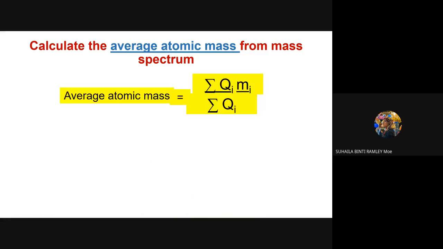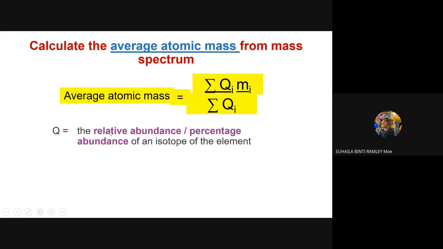So we have this formula: average atomic mass equals summation of k times m over summation of k. Actually, k refers to quantity. Quantity can be represented by ratio or percentage. m is mass. Relative abundance, or we call it quantity, can be in percentage or ratio, and m is the mass of the isotope of the element.